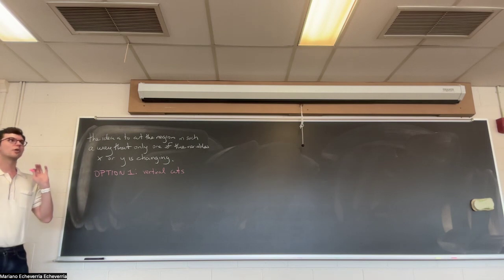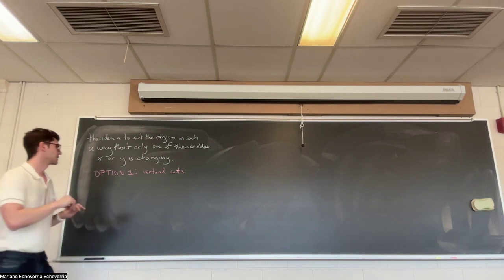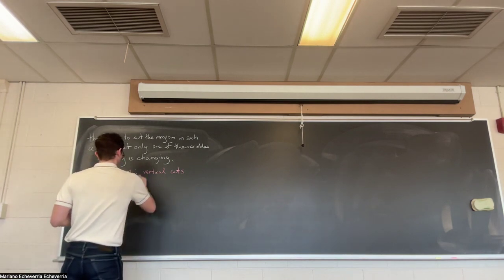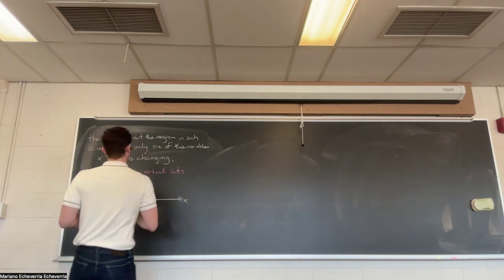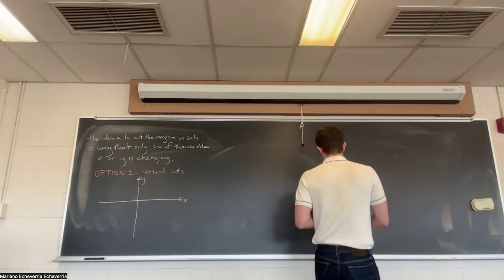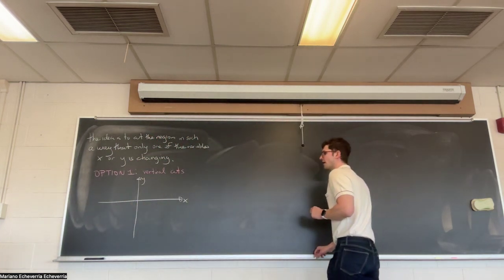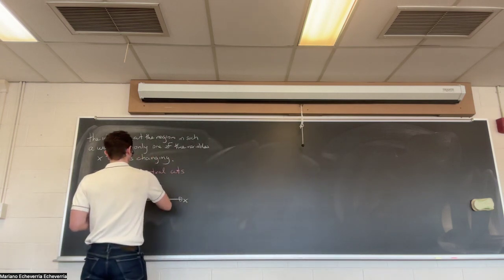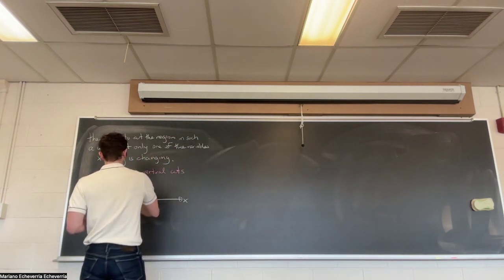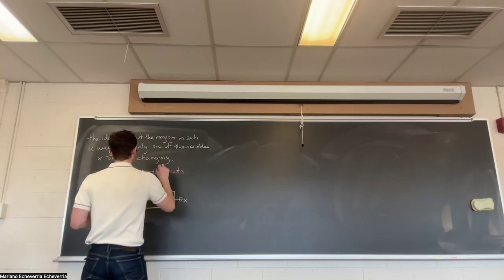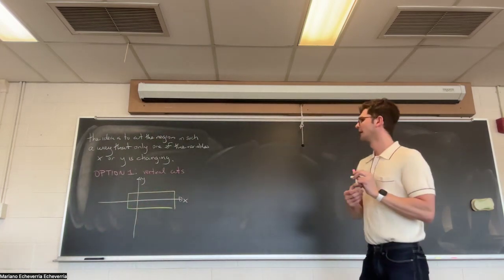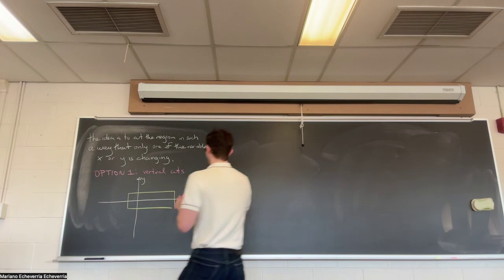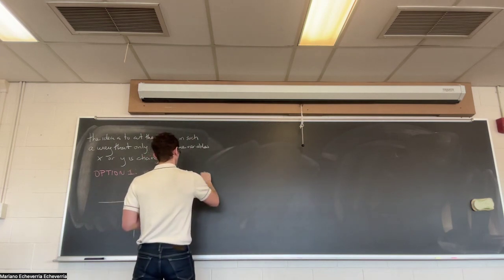So I'll start with the easiest possible region on the plane, which would be a rectangle. That is the easiest thing you could think of. So let's say that you have a rectangle, and the rectangle could be anywhere on the plane. So I'll just put it in here. Okay, my region R is just a rectangle.